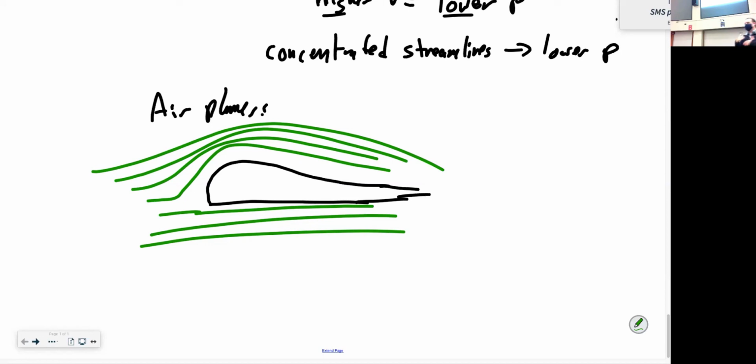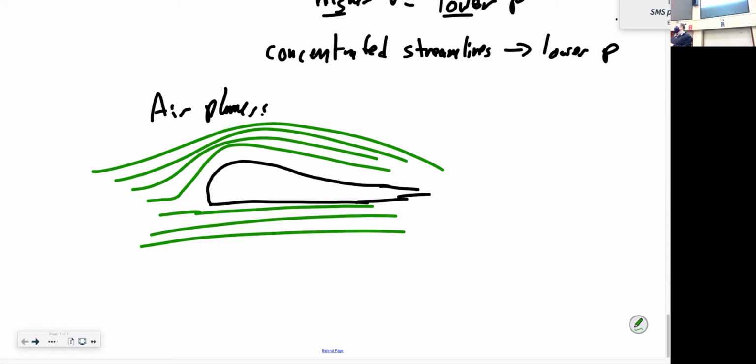And so the pressure on the top of the wing goes down because that fluid is moving faster over the top of the wing. Where the velocities are faster, where the streamlines come together, the pressure goes down. So this wing shape will make it so that there's a higher pressure on the bottom of the wing than on the top, and it will provide lift to the airplane.